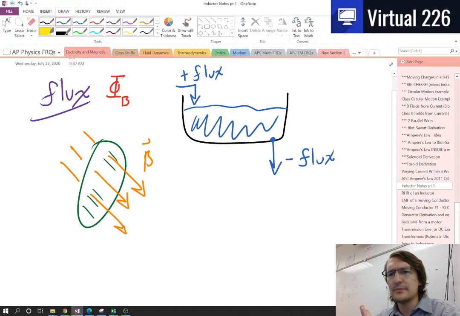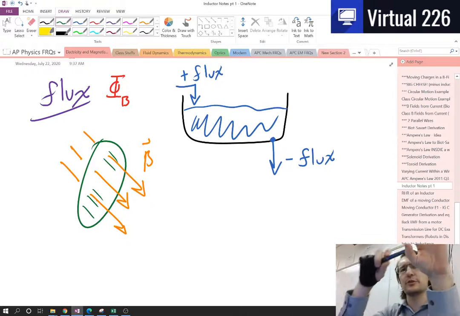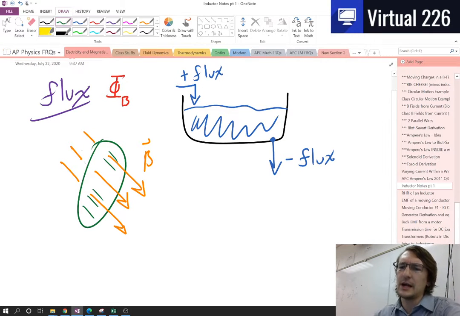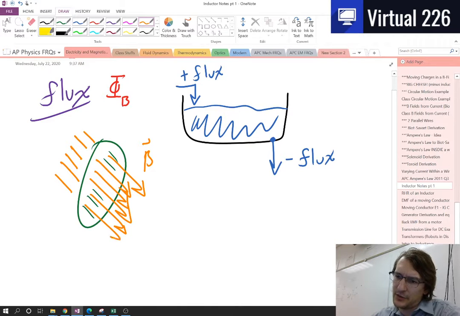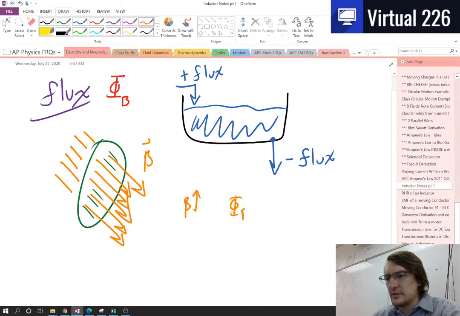Now, we have a circle here, and a B field's going through this circle as we have drawn. How could we generate more flux? How could we generate less flux? There's a variety of ways we could do this. Well, we could generate more flux by providing more B field. We have a larger B field, and as a result, more flux. That makes sense. That's an easy one. So if your B field goes up, your amount of flux can go up.